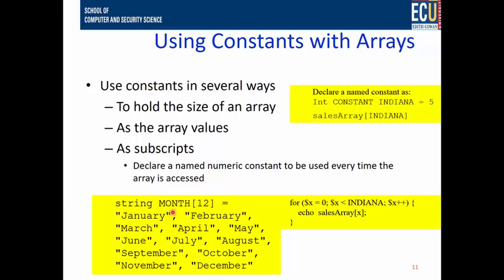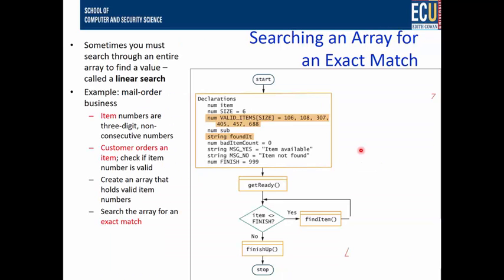Array values can also be used as constants. For example, in the case of the months, these are constant values, and we can use them in a program, or they can be used as a subscript as well. For example, if I echo sales array Indiana, it will print the value of the last index of the array. So we can use constants in arrays in different ways, and if we define the size as a constant variable and use it, it increases the maintainability of the program immensely.